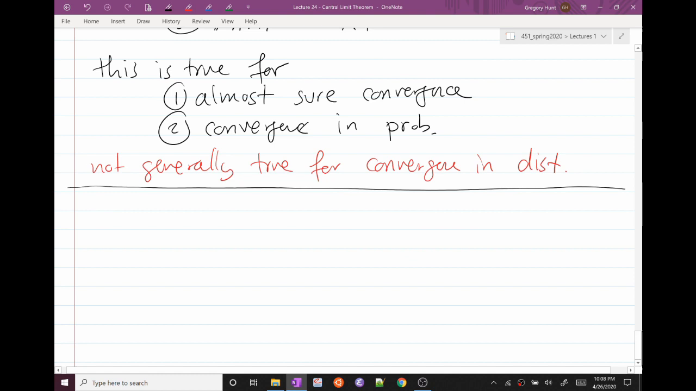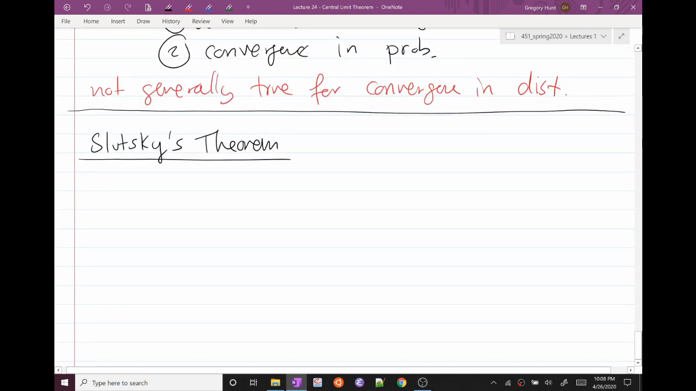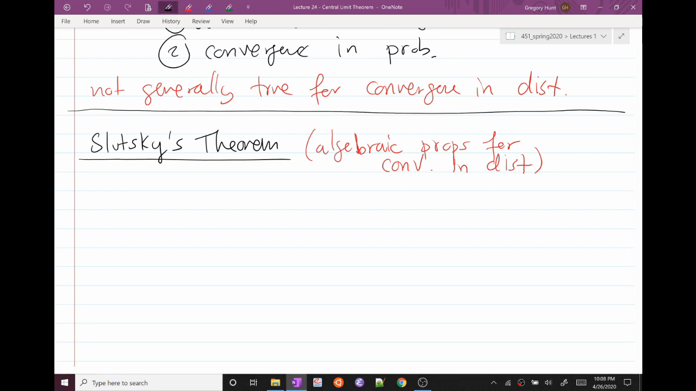Some other useful theorems. There's a theorem called Slutsky's theorem. And Slutsky's theorem is kind of the algebraic properties for convergence in distribution. It's a partial theorem. We have the full theorem, but it's kind of a partial theorem.